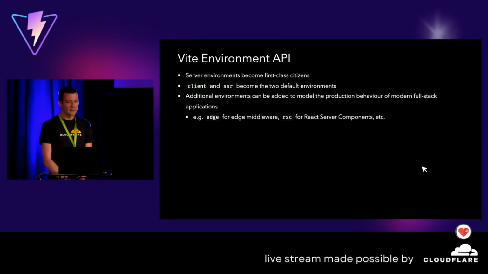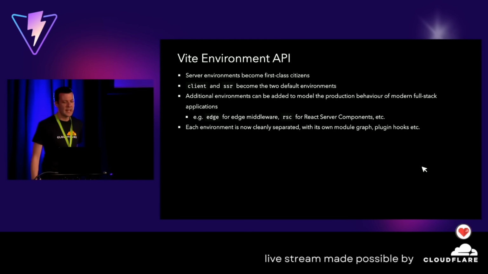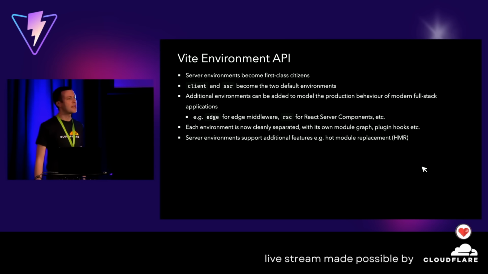So I think there's going to be a lot more exploration in this space as well about what it could mean to have additional environments, how that can reflect more closely how we actually deploy applications in production. It's really exciting. And each environment is now cleanly separated with its own module graph, plugin hooks, etc. So really, there's more parity now between what was happening in the client before and what can now happen on the server side. And additional features come with that too. So things like hot module replacement can now also be used on the server. Very cool.